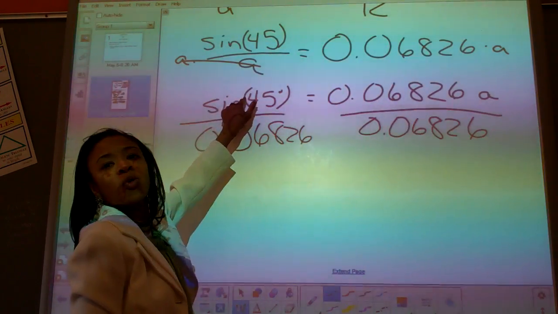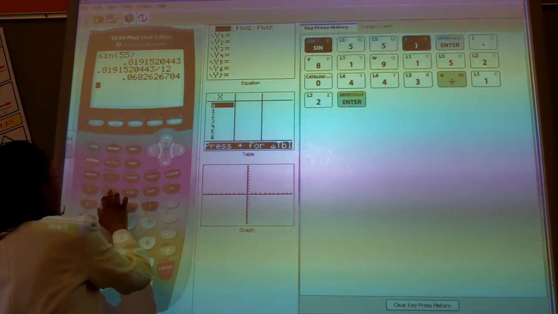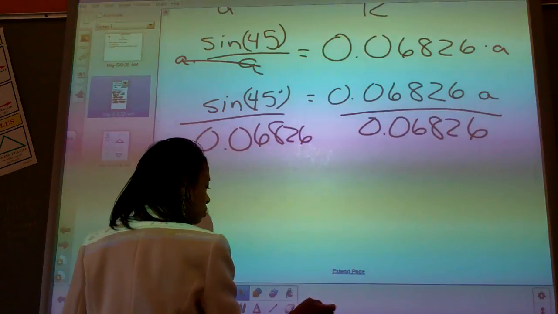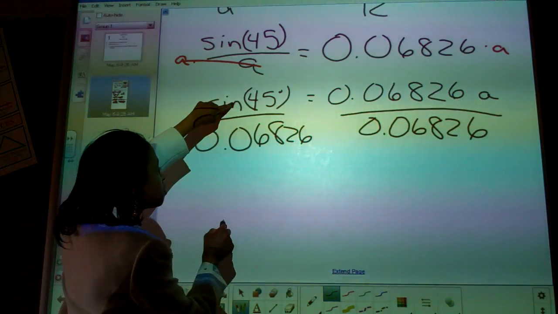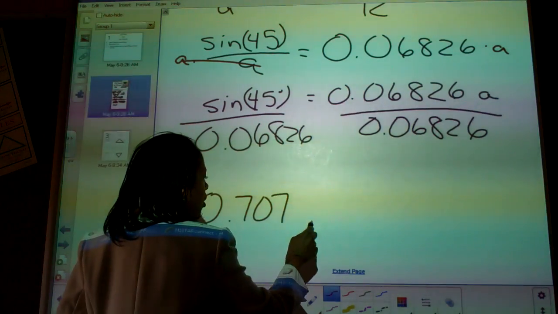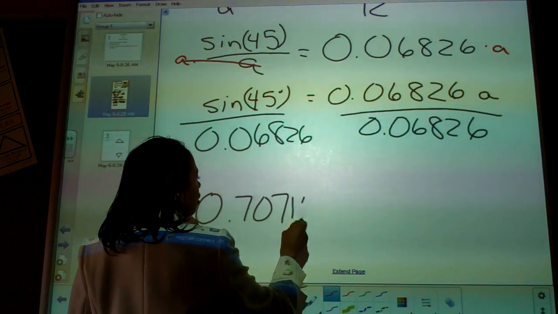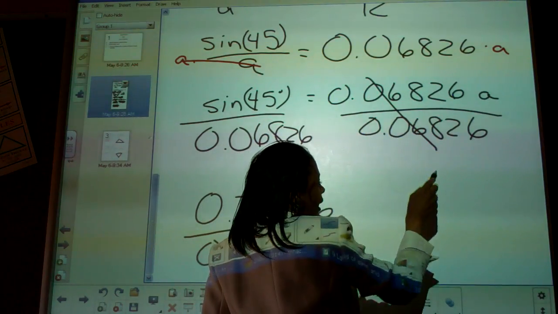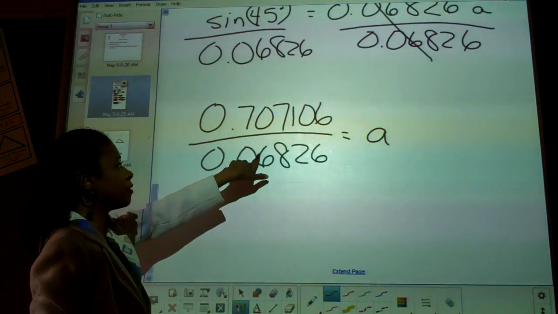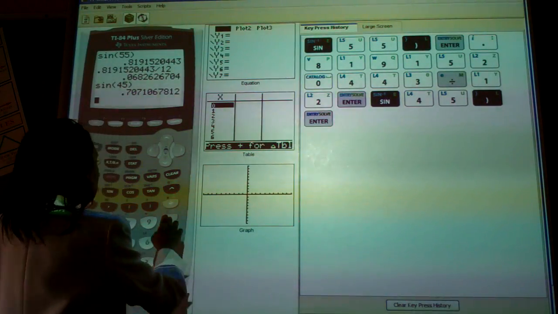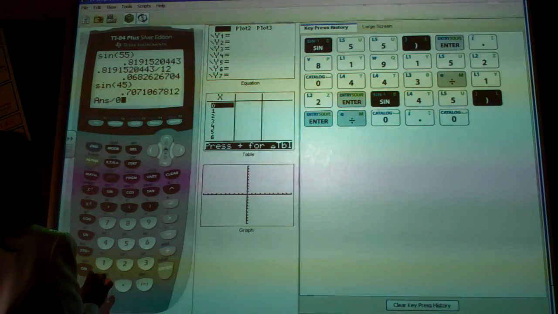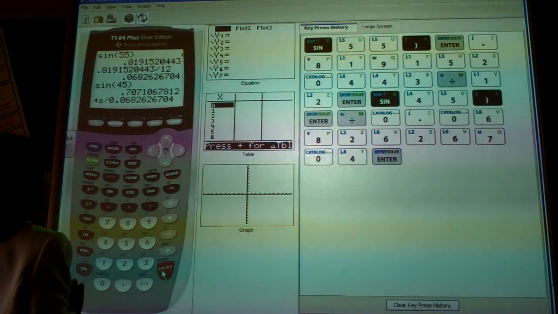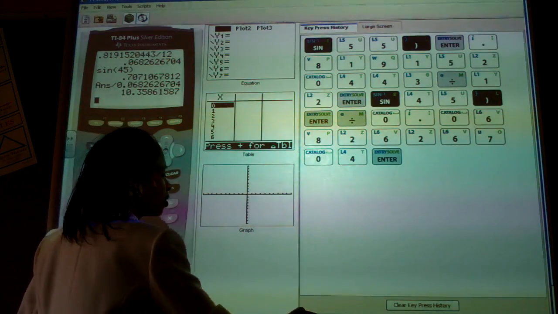Before I go too far, let's find out the value of sine of 45 degrees, because remember, that's a real number. The sine of 45 degrees, and I get 0.707106. So I'm just substituting here: 0.707106 divided by this number here equals A. So now I take this number and divide it by 0.068262704 in my calculator. And I get 10.35, or 10 and 35 hundredths, approximately.